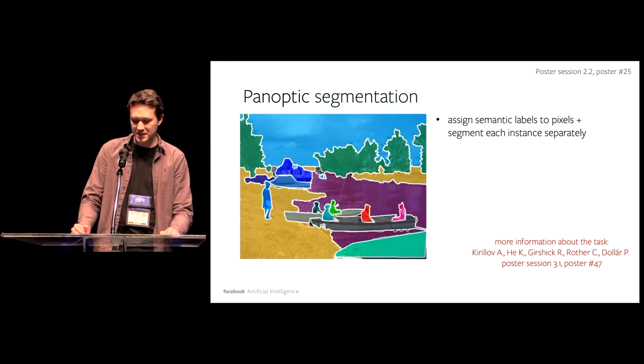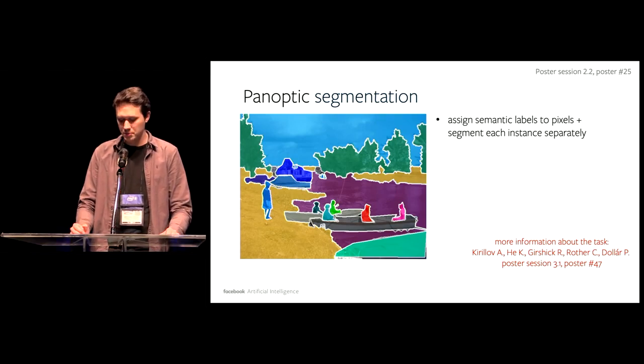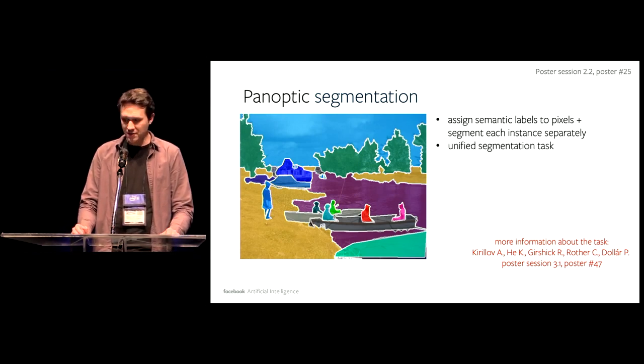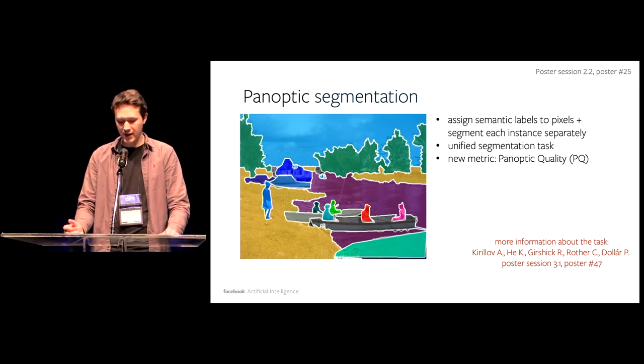Recently, the task that combines both semantic and instance segmentation has gained a lot of attention from our community. Here, the goal is to assign a semantic label to each pixel of the image and split different instances of the same semantic class into different segments. The unified task requires methods to predict richer semantic scene information in a coherent way. The task has a new quality metric that treats classes with and without separate instances in a unified way.